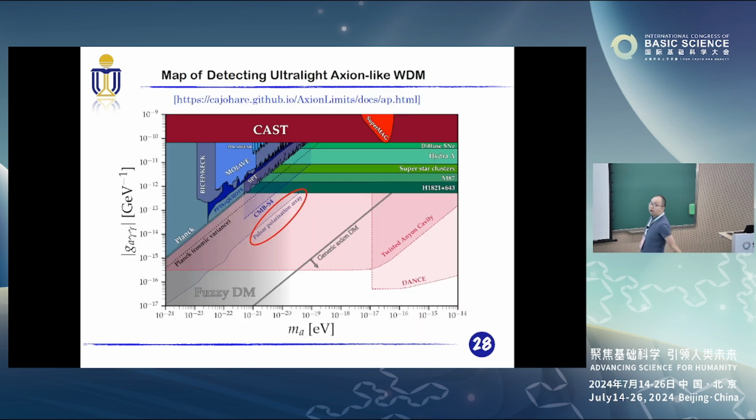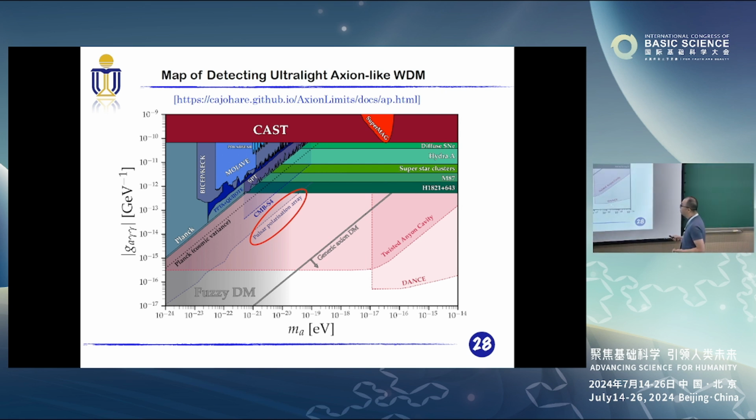Now I can show you some projected limits. This map shows the projected limits for the detection of ultralight axion-like wave dark matter, and this map is provided by a public website. From this map, you can find the position of the pulsar polarization array. Somehow, this website just takes our sensitivity curve from our paper, but actually, our estimation is quite conservative. I will come to this point later.